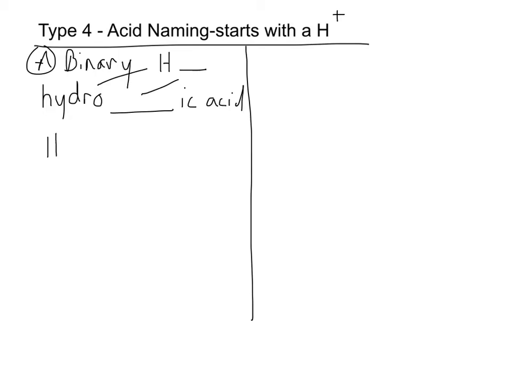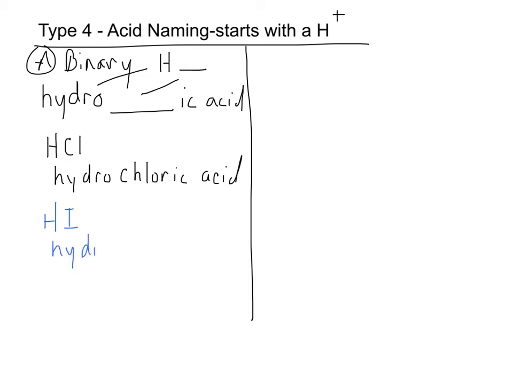So if I have HCl, it would be hydro, chlor, ic, and then acid. If I have HI, which is supposedly the friendly, not friendly acid, it says hi, but then it eats you apart, I would write for the name hydro, iodic, acid. Okay, fairly simple. The second type has to do with hydrogen and a polyatomic. So it's called an oxyacid.